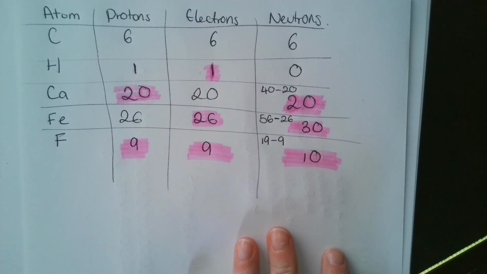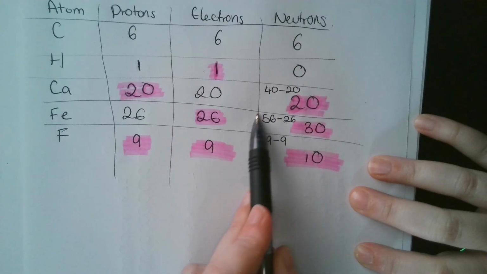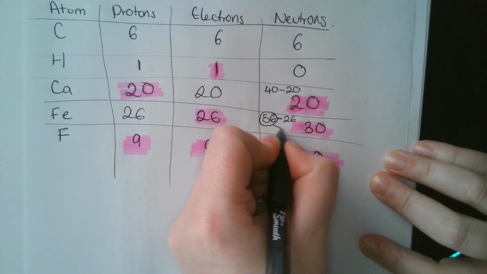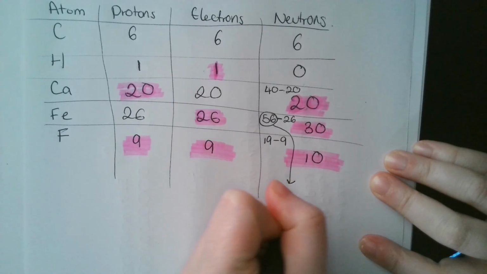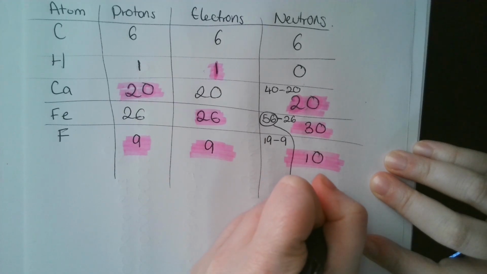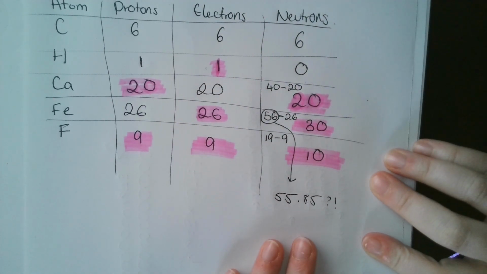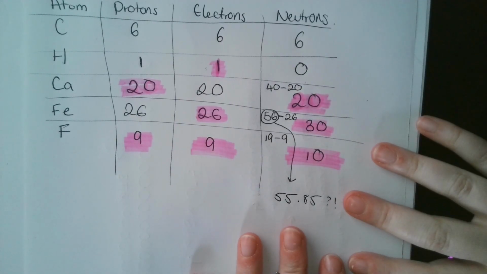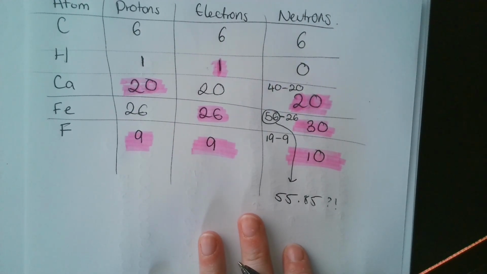Now, whilst you were looking at that, you may be asking, why are some of the numbers, like for example iron, not whole numbers? Why does it say 55.85? Why is it not a whole number? Well, this is where things start to get a little bit complicated. It's not that complicated, I promise. Let's switch over.